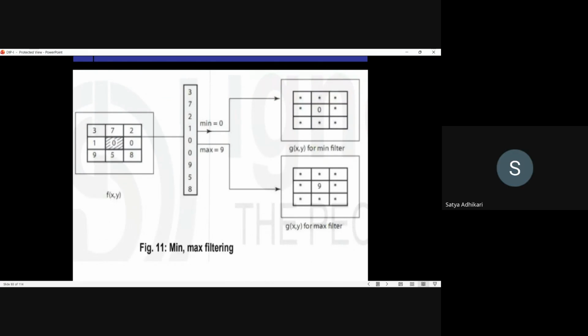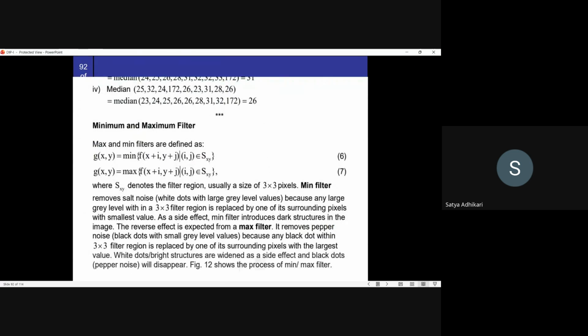You may give an example of this: what is the mean function and max, what is mean and max filtering, but you have to write this thing. This is the max function, and this is replaced by the minimum value of the surrounding pixels, the one with the smallest value. And for the max filter, you have to write its demerits.